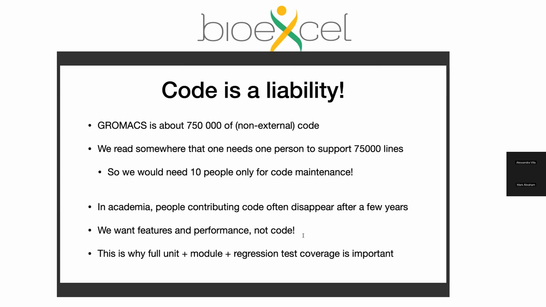In academia, people often disappear and so on. So we want features and performance, but we don't want the code. Less code is always better, right? But you still want to have features. This is why full unit, module and regression testing is always important, because that means that you can at least check if all these 750,000 lines of code are still correct and operating together in the right way. So actually, we don't want to have code, we might want features, but not the code.